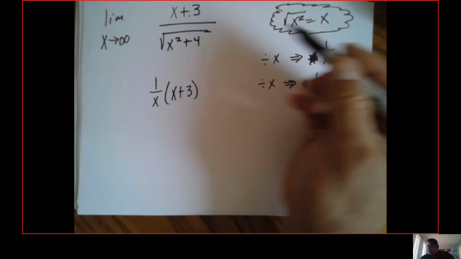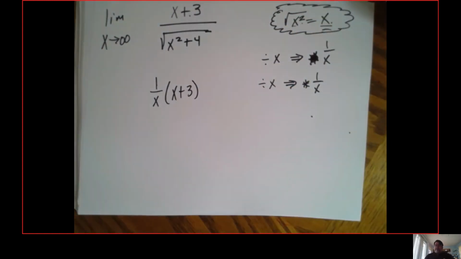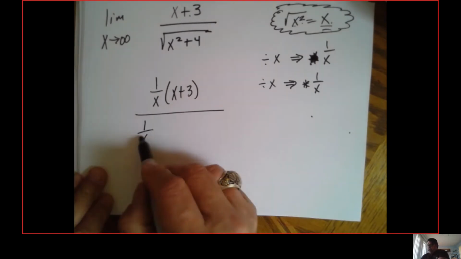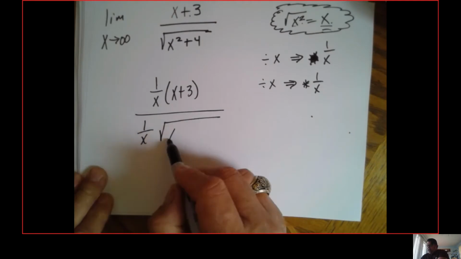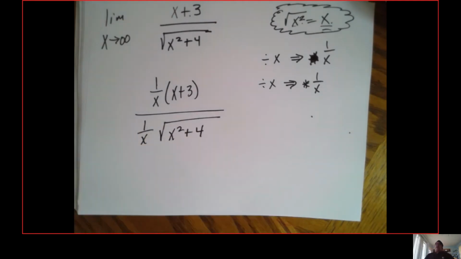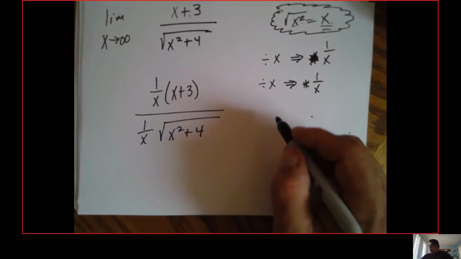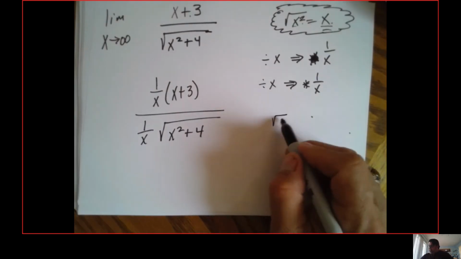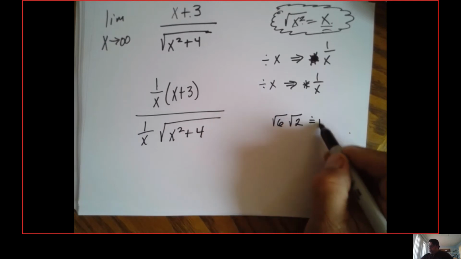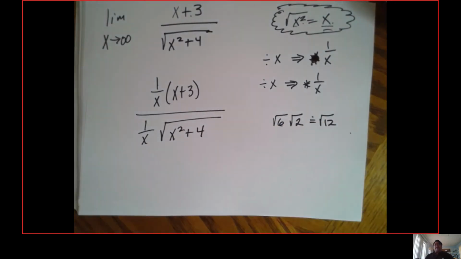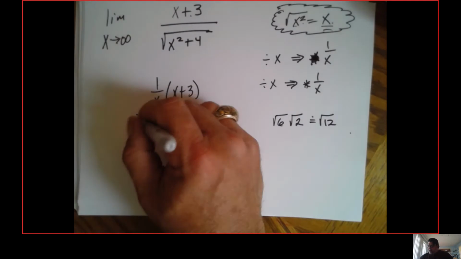mainly because the square root of x squared is x. That's where I get my 1 over x. I'm dividing by x. And then I've got 1 over x multiplied by x squared plus 4. Well, the only way we can multiply through a radical is with another radical. Let's go back to algebra 1. I can take the square root of 6 times the square root of 2, and that's equal to the square root of 12. So I can multiply a radical times another radical. But I've got to fix this right here to look like a radical.